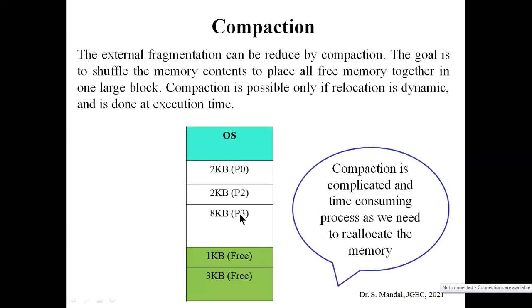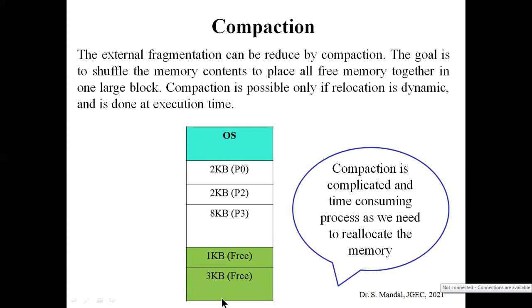So here what we need to do is shuffle the memory spaces. P0, P2, P3, that means 2 kilobyte, 2 kilobyte, 8 kilobyte, are the memory spaces allocated to the respective processes P0, P2, P3. So we are just shuffling the order. We are making all the used spaces go to one side, and keeping the unused space on the other side. So 1 kilobyte and 3 kilobyte are two partitions which are now freed.